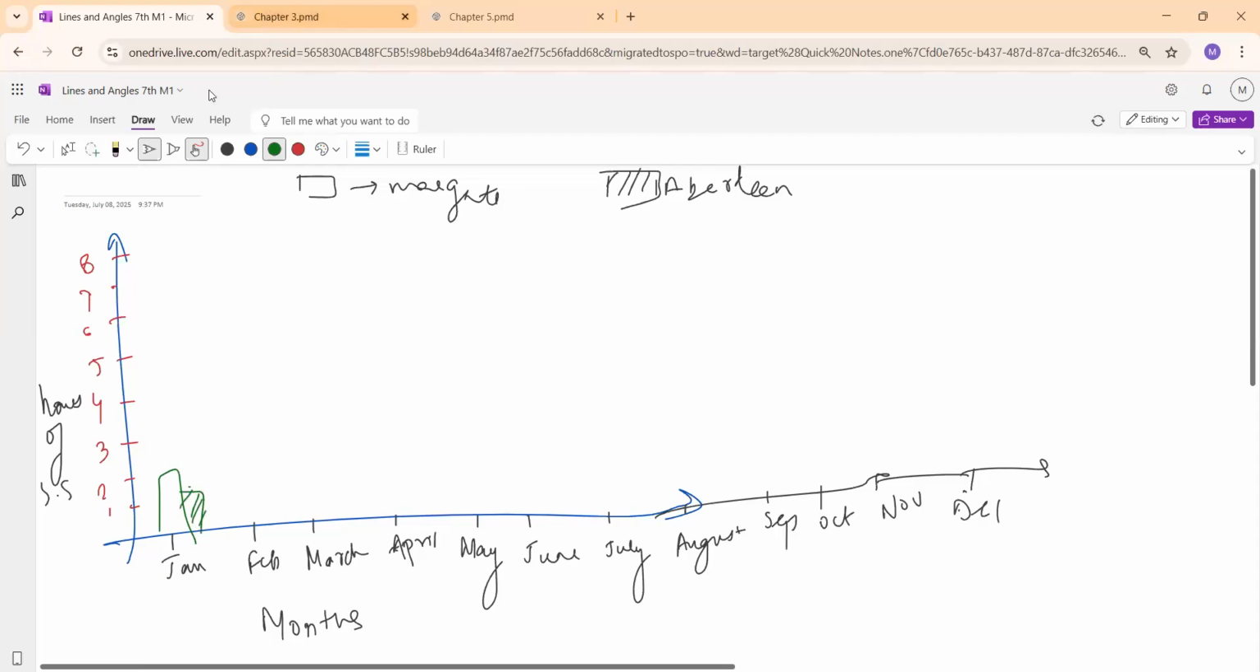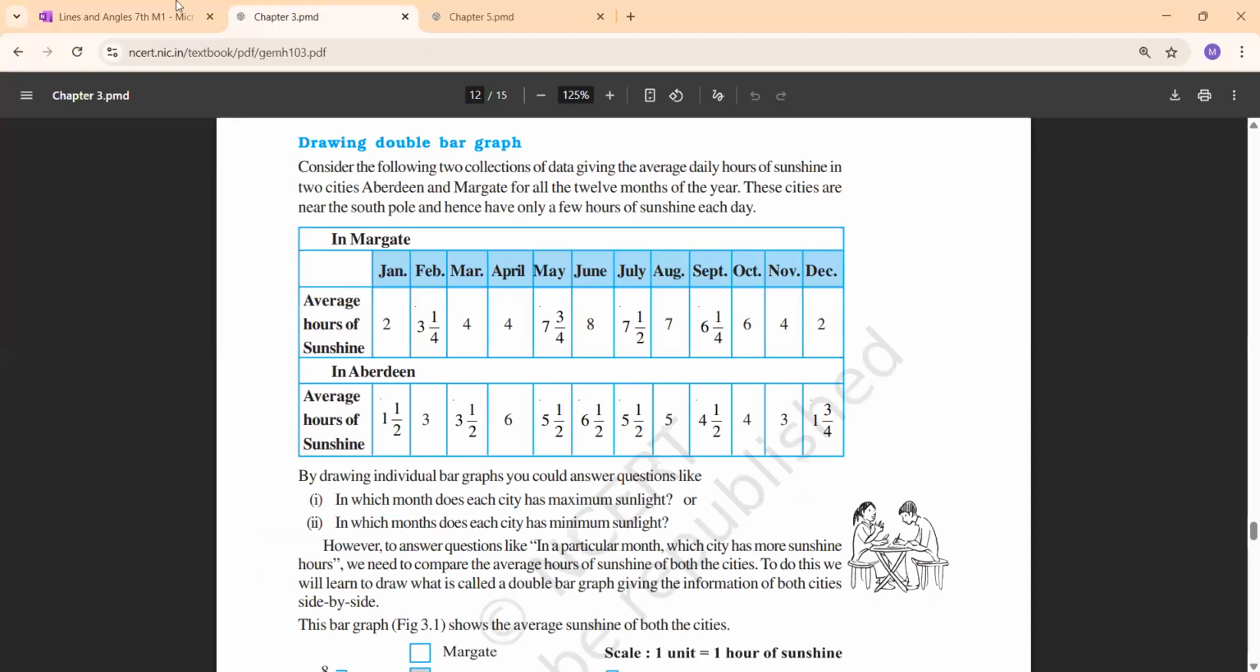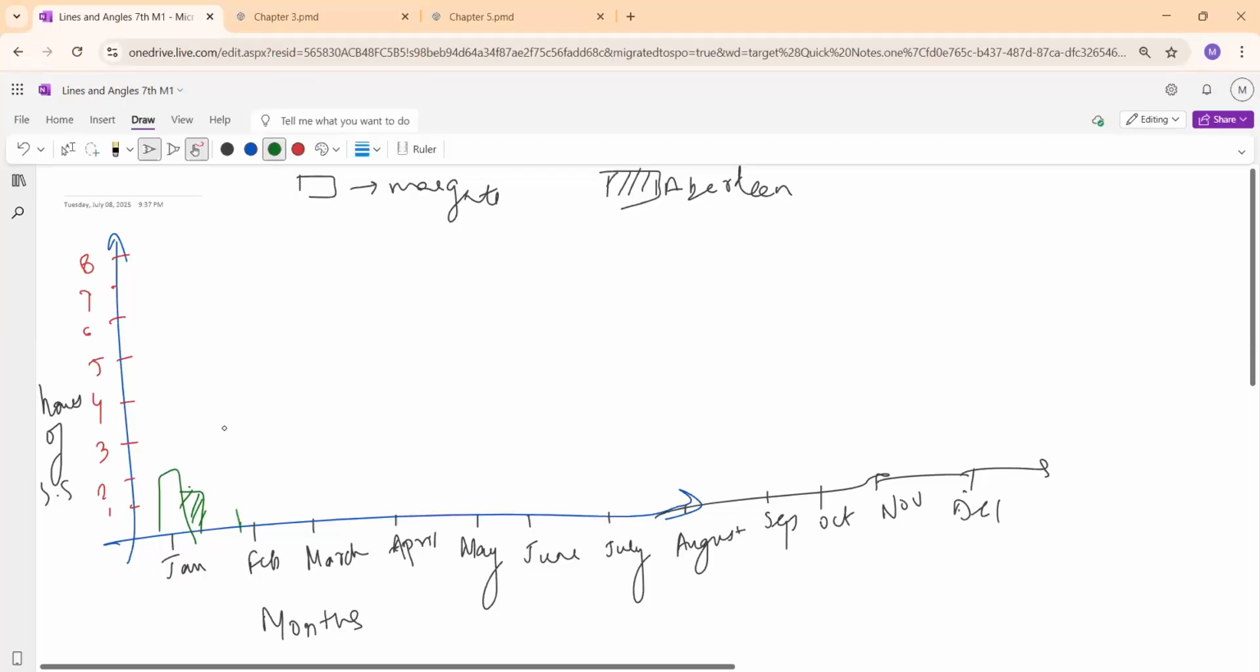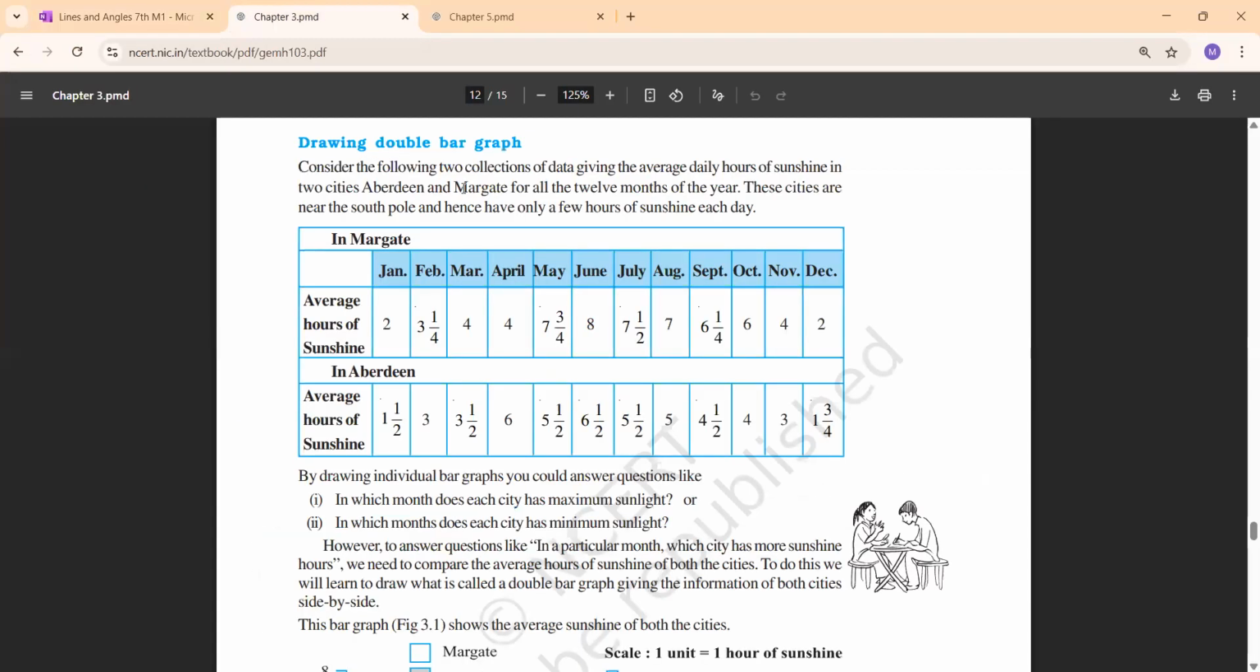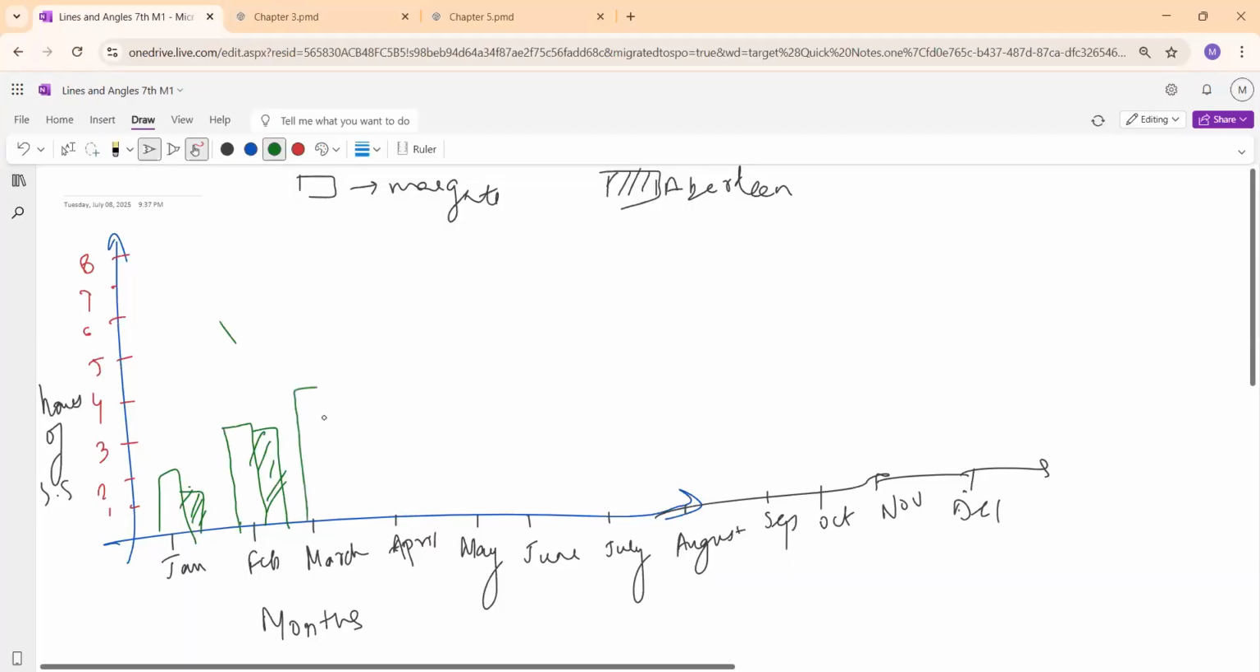Then in February, 3.5 and 3 1/4. So 3 1/4 would be approximately here, like this, and 3.5 is approximately here, shaded. Now in March, 4 and 3 1/2.